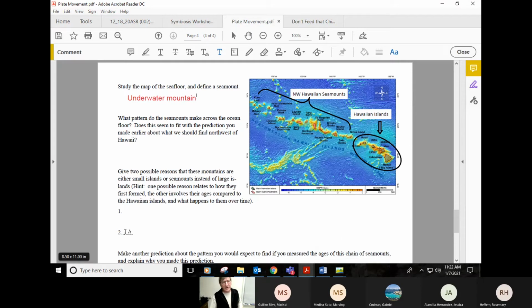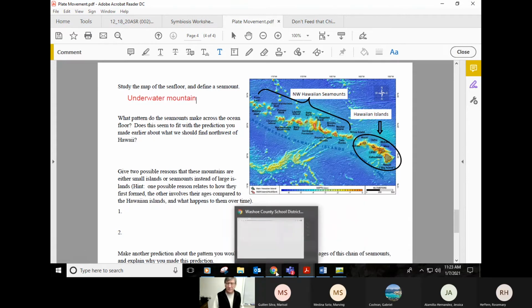Secondly, another reason that they might be small islands or underwater mountains has to do with what happens to mountains as they get older. What happens to a mountain over time? What process is always acting on the landscape and carrying bits of the mountain downhill, in this case out to sea? What is that process that breaks down a mountain as it gets older? That has to do with number 2.